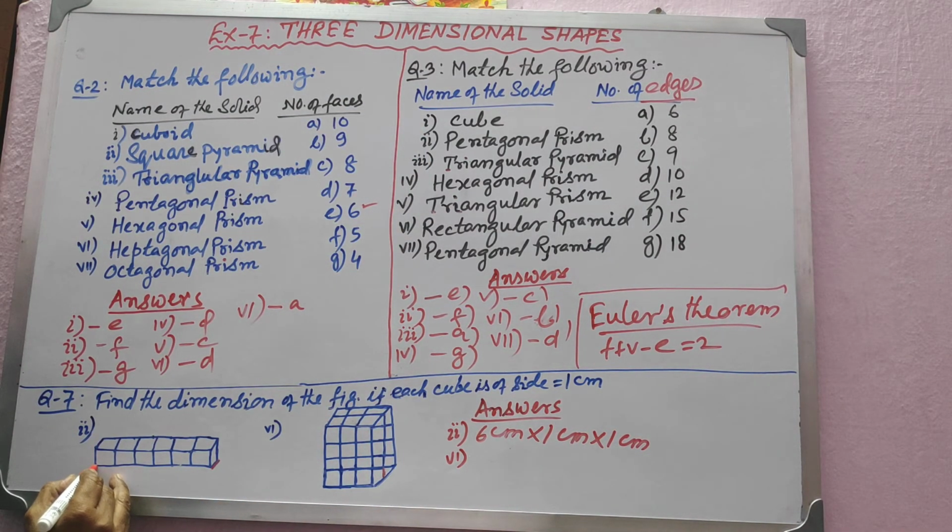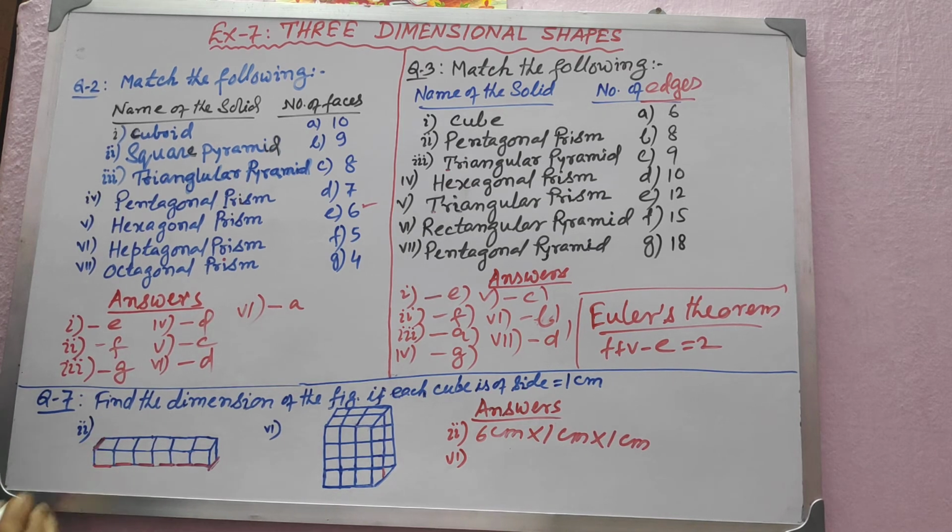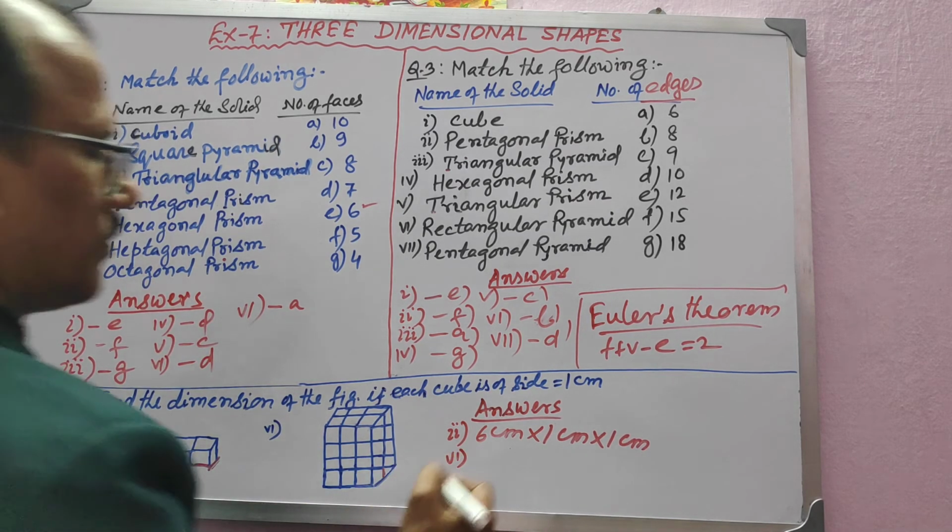See, 1, 2, 3, 4, 5, 6. This is breadth, and this is your height. This is your height. You got it, no? So this is it.